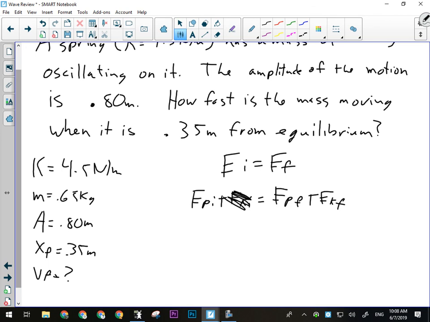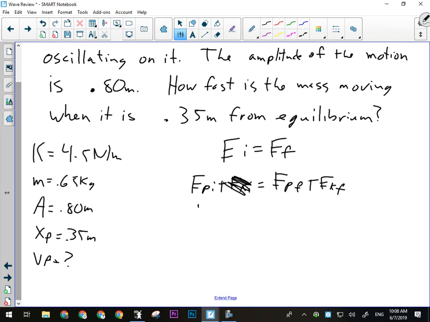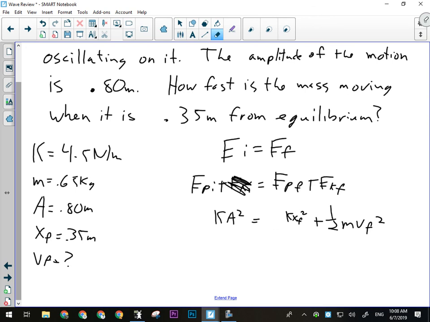So when I start plugging in my formulas here, I'm going to have 1/2 kA squared equals 1/2 k xf squared plus 1/2 m vf squared. I'm looking for vf. What can I get rid of right now? The halves. Halves in every term. So I'm going to get rid of that. One less thing to move around.